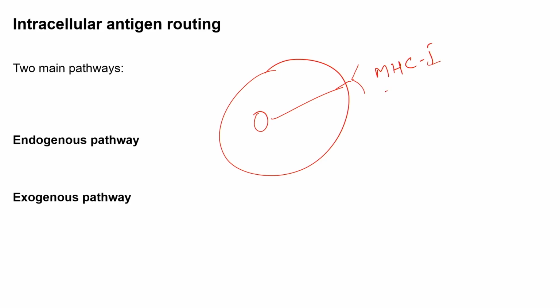So let us try to understand the two main pathways which we are discussing. The first one is the endogenous pathway and the second is the exogenous pathway. Just to recapitulate, the endogenous pathway is the one which comes from the antigen produced inside the cell. So the cellular proteins are produced inside and they are processed through this molecule called MHC1. We will try to understand this pathway first, and then we will move to the exogenous pathway.